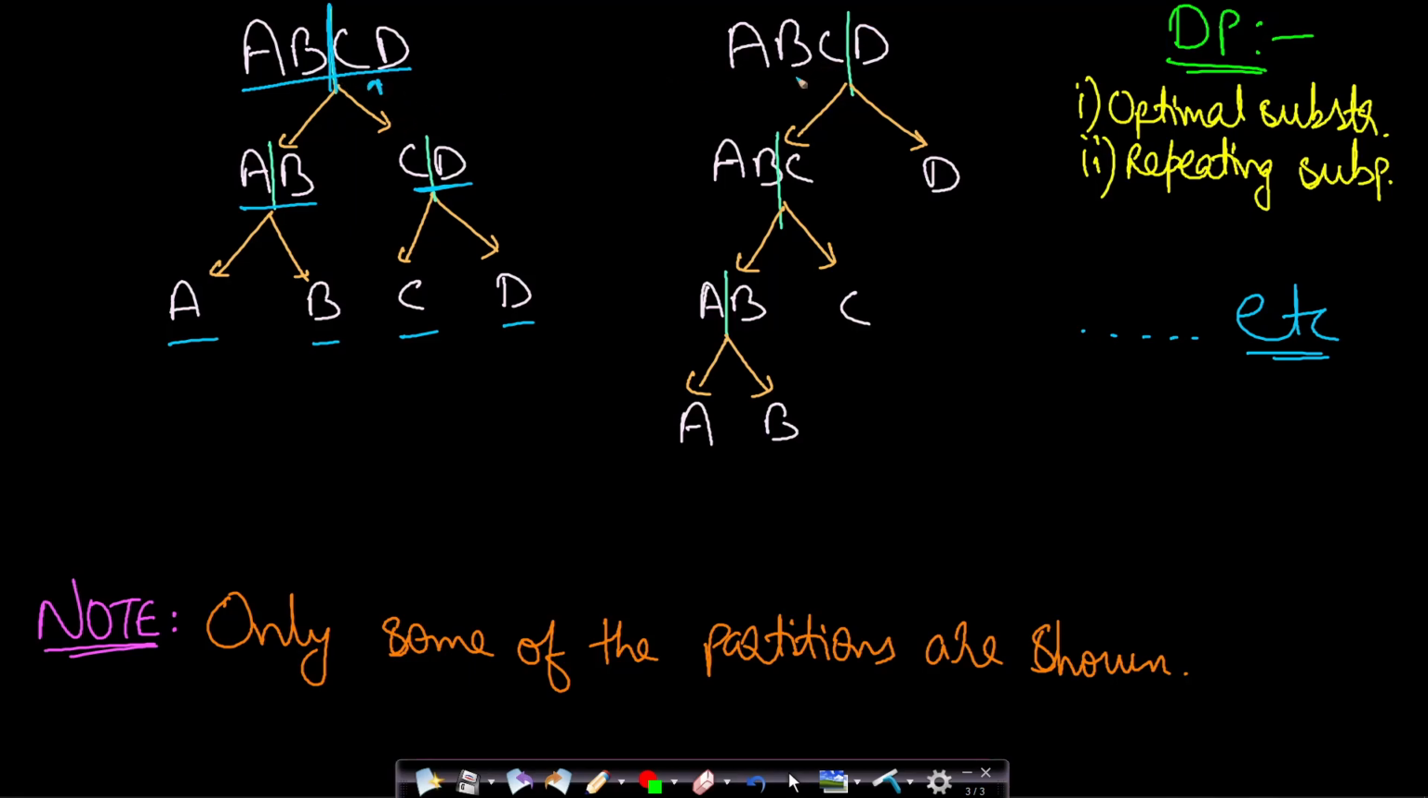Let's assume that we are trying this one between C and D. Now if we partition between C and D, then our subproblems will be ABC and D. Again ABC can be divided. We can put a partition line anywhere, but let's assume that we are putting it between B and C. So we can again partition it into AB and C, and again AB can be partitioned into A and B. Okay, so you can see that this AB here and this AB here is repeating, right?